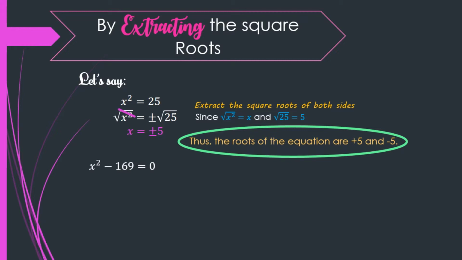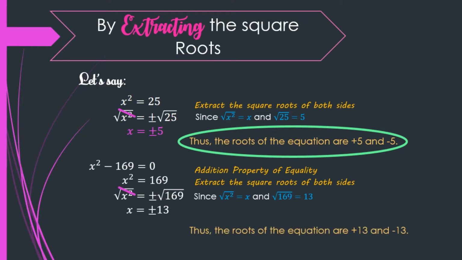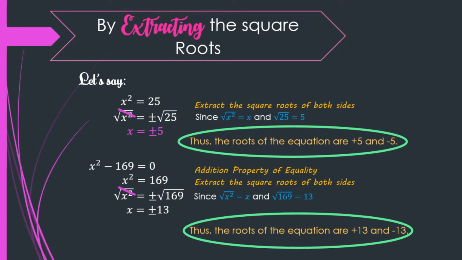We have x squared minus 169 is equal to 0. By addition property of equality, we can now have x squared is equal to 169. So extract the square roots of both sides. We now have square root of x squared is equal to positive negative square root of 169. Since square root of x squared is equal to x and square root of 169 is equal to 13, we now have x is equal to positive negative 13. Thus, the roots of the equation x squared minus 169 are positive 13 and negative 13.